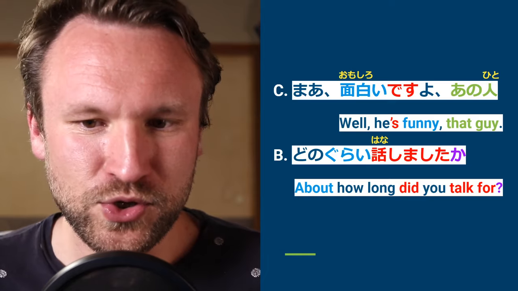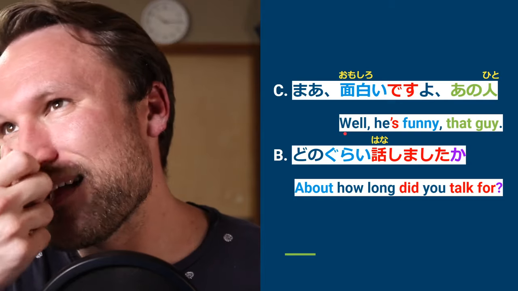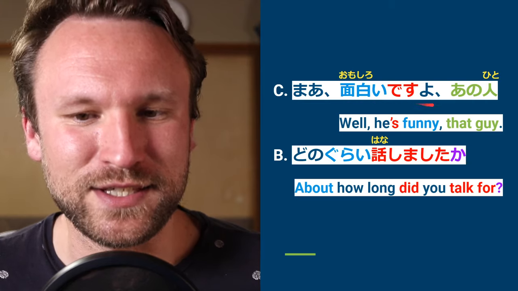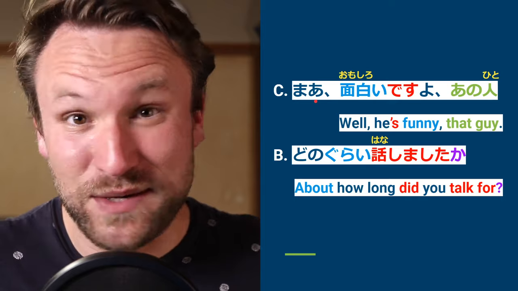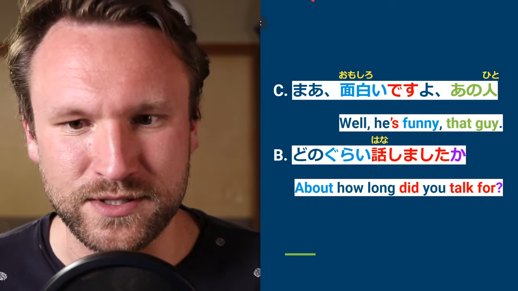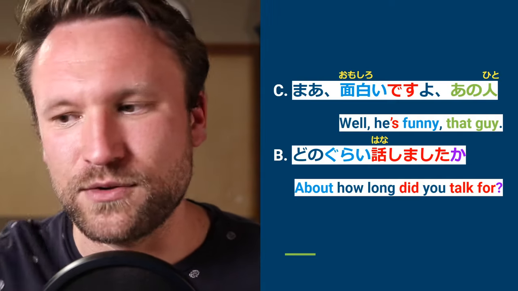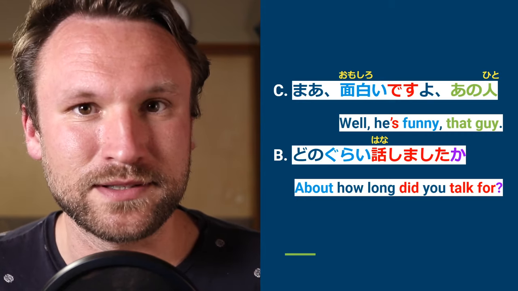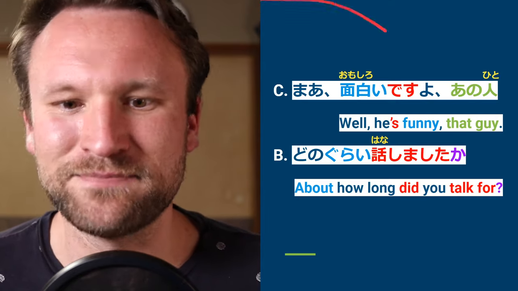まあ、面白いですよ、あの人。まあ is like, well, he's funny, that guy. So that's あの人. He's not here, he's off in the distance, he went somewhere. It's not a polite way, by the way, to refer to a person. Let's just get that out there. You most of the time are not going to refer to people as anohito. I mean, you will sometimes, but it's not polite. I use it jokingly sometimes, and that's fine.